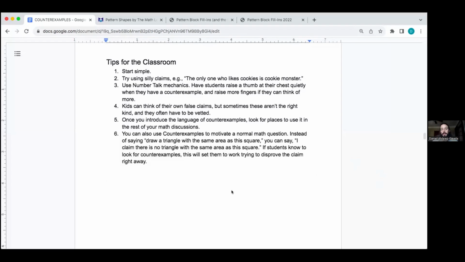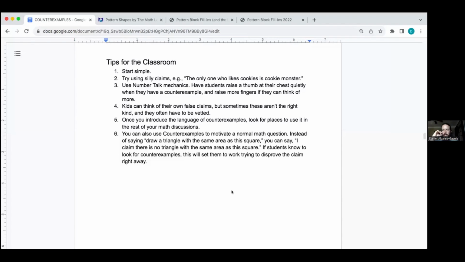Another tip is to try using silly claims. For example, you can say the only one who likes cookies is Cookie Monster, and then some student will say, I like cookies, whatever, right? But that is a counterexample to the claim, and it's entirely the point of the game. So starting with silly, fun questions like that can help get them engaged, particularly at the beginning.